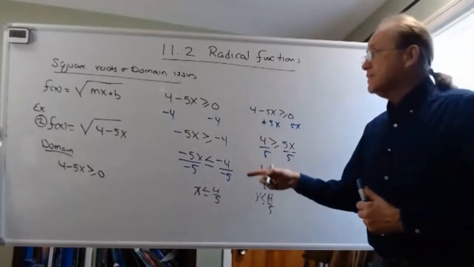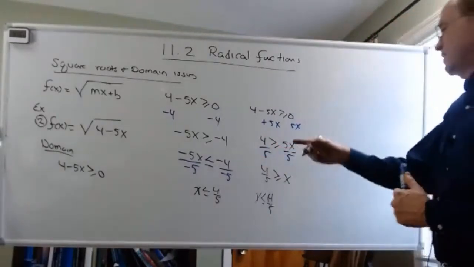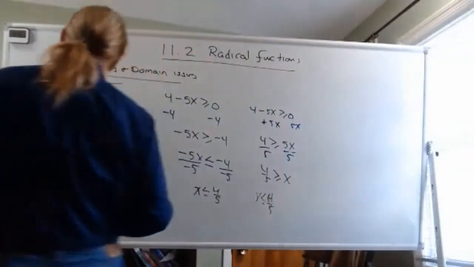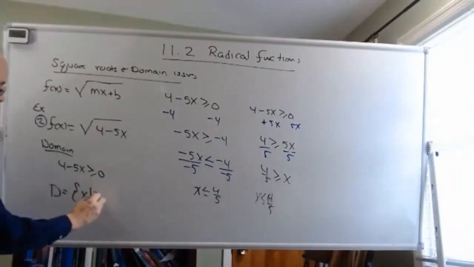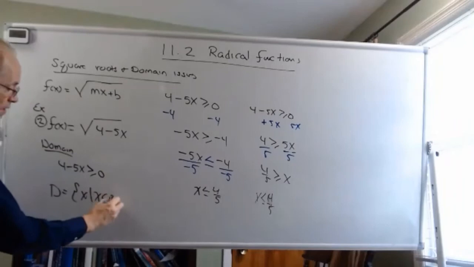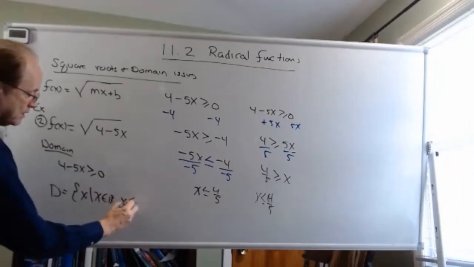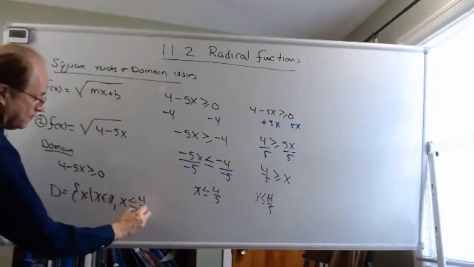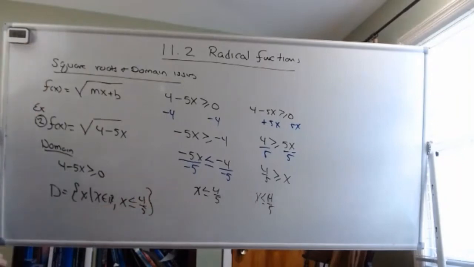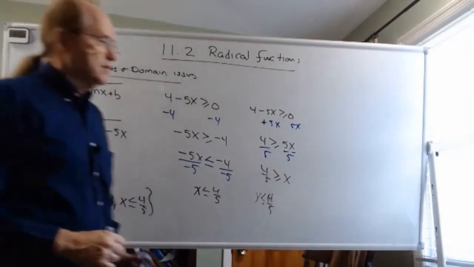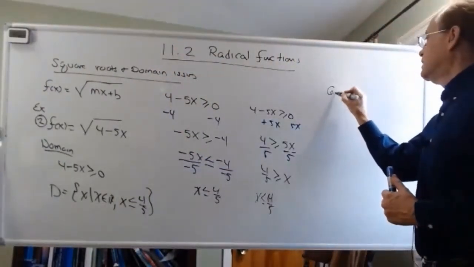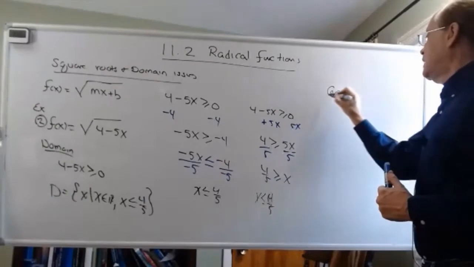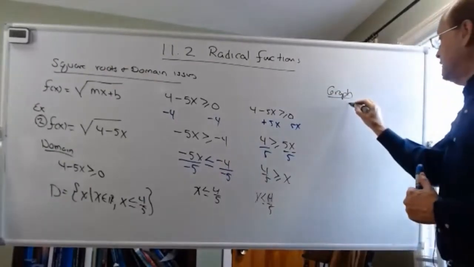Now, the graph of this is interesting as well. So let's just write the domain. So the domain here would be the set of all elements x, where x is some real number with the condition that x has to be less than or equal to 4/5. The range for this is, again, all real numbers greater than or equal to 0. But if I look at the graph of this, this is what I'm looking at.